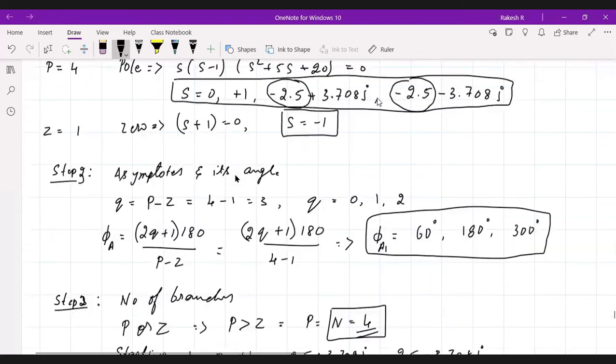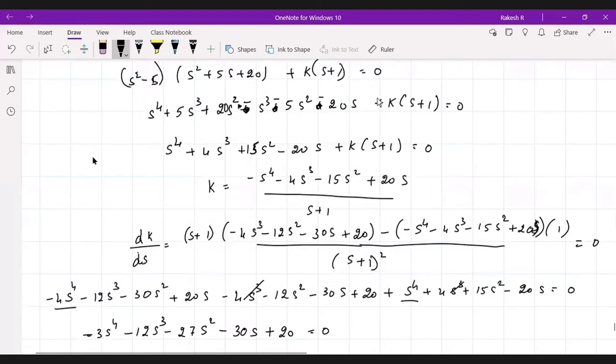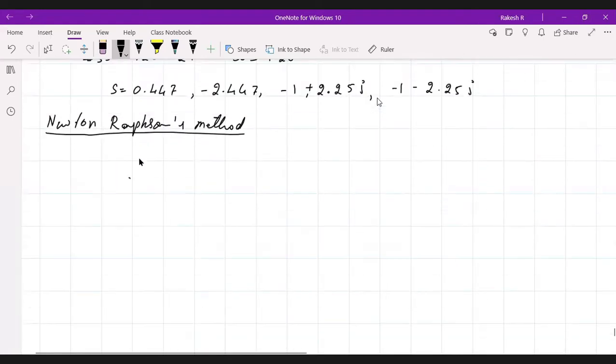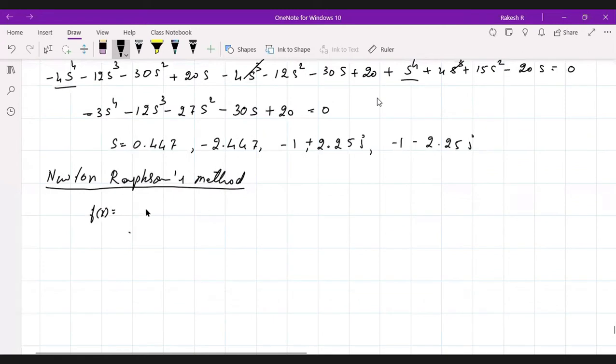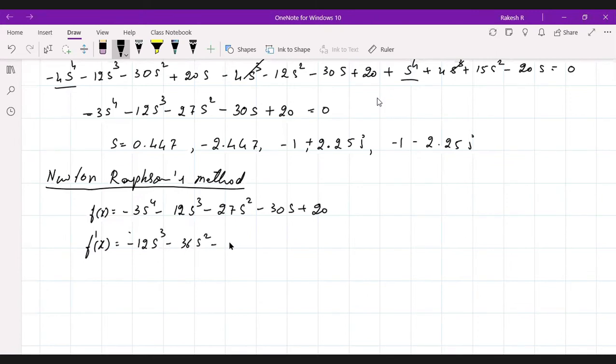So the Newton-Raphson method, what does this tell? First, we need to write down f of x. f of x is this equation: minus 3s raised to 4 minus 12s cube minus 27s square minus 30s plus 20. After that, you need to find f dash of x. You need to differentiate this, so it becomes minus 12s cube minus 36s square minus 54s minus 30. We got f of x and f dash of x.